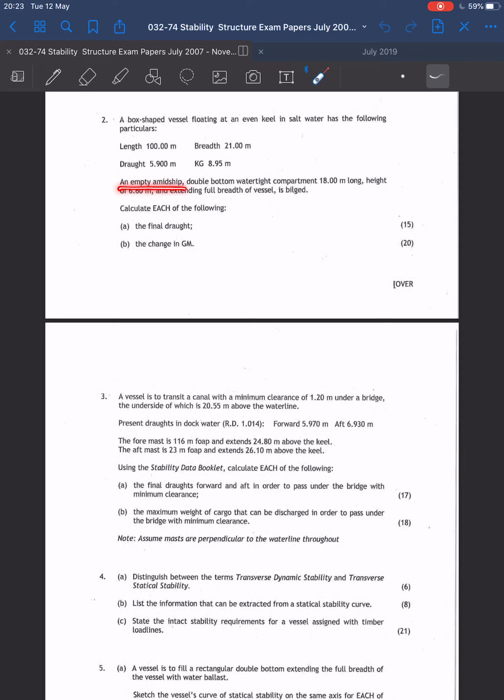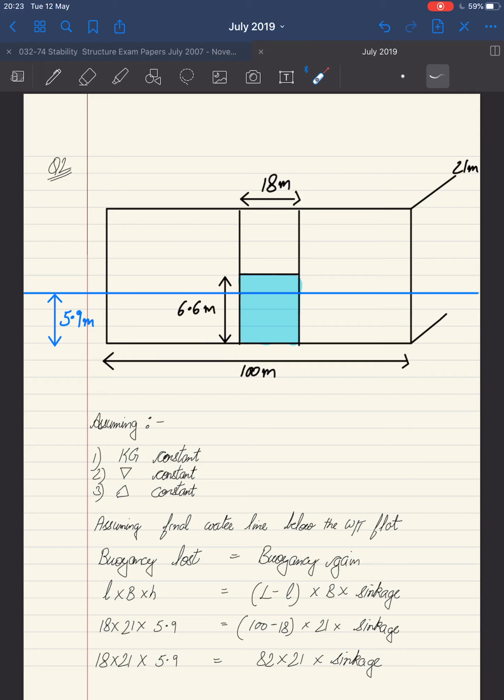An empty amidship double bottom watertight compartment 18 meters long, height of 6.6 meters, and extending full breadth of vessel is bilged. Calculate each of the following: A. The final draft. B. The change in GM. We'll first of all make the drawing for this question.